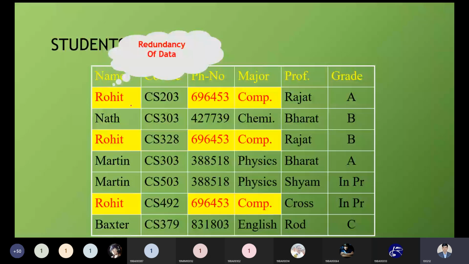Yes. Is it clear to all? Yes, sir. Any doubt? Any student who has any problem understanding the redundancy of data?